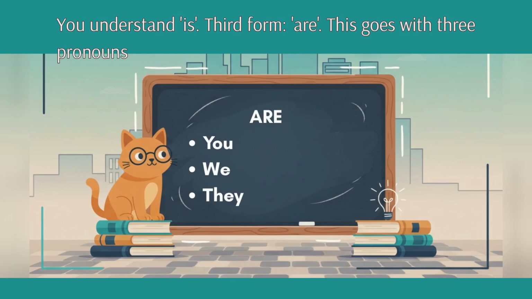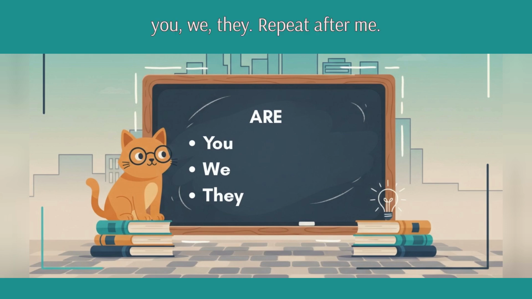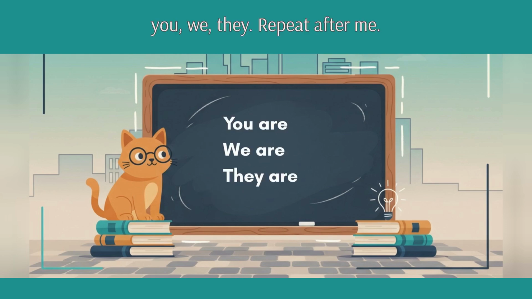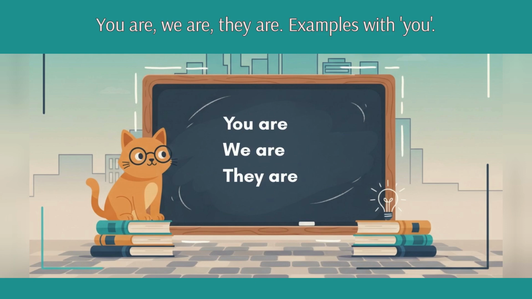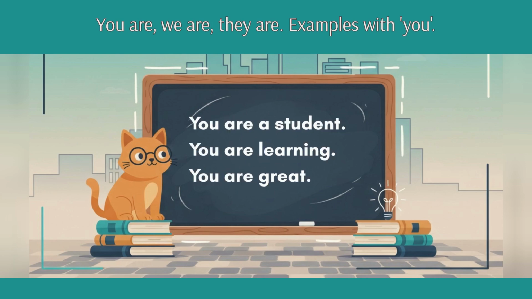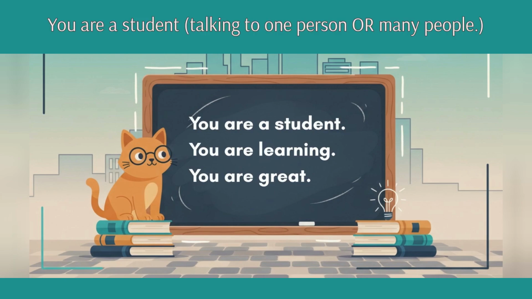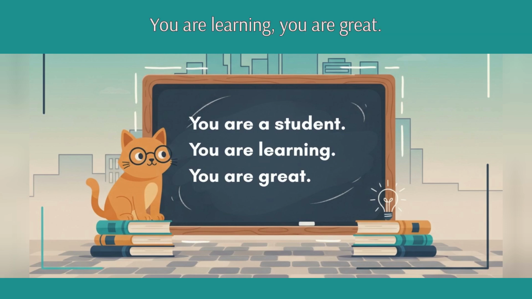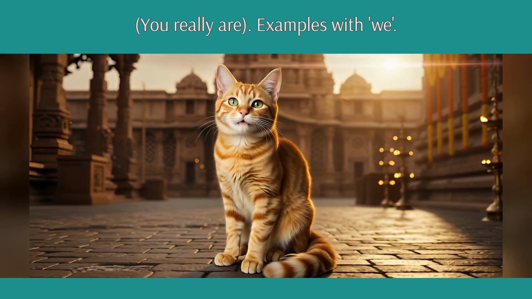Third form, are. This goes with 3 pronouns: you, we, they. Repeat after me. You are. We are. They are. Examples with you. You are a student. Talking to one person or many people. You are learning. You are great. You really are.